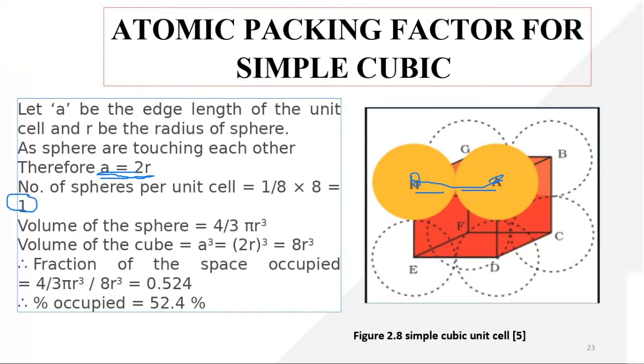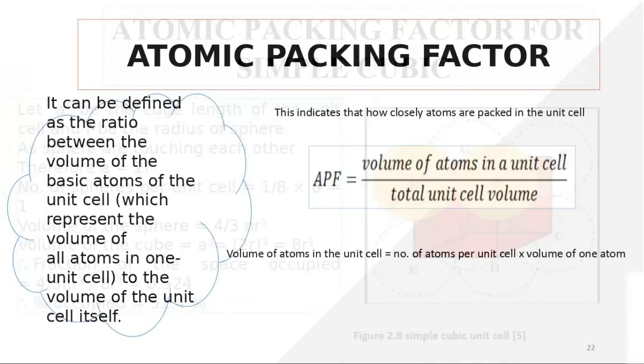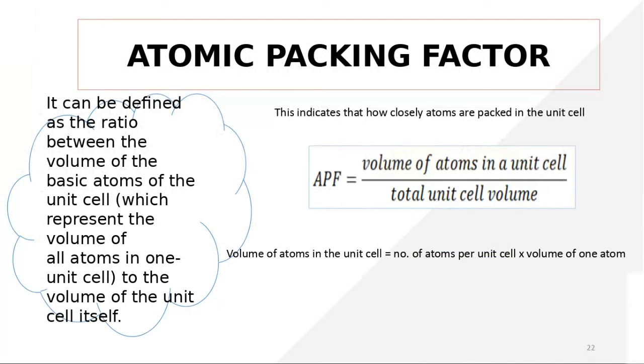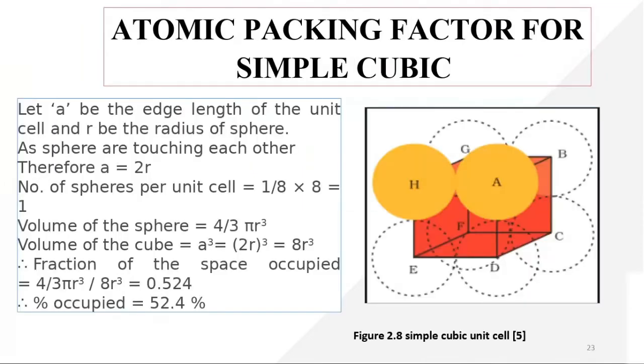The volume of a sphere we can calculate as 4/3 pi r cube, and we now know what r is here, so we can find the value. After that, the fraction of space occupied is the volume of atoms divided by the total volume. We get this fraction as 52.4% for the simple cubic crystal structure.